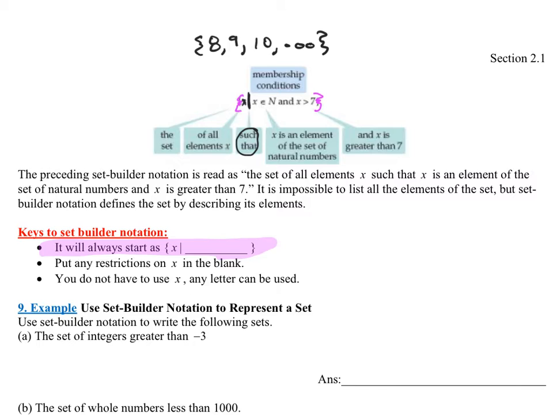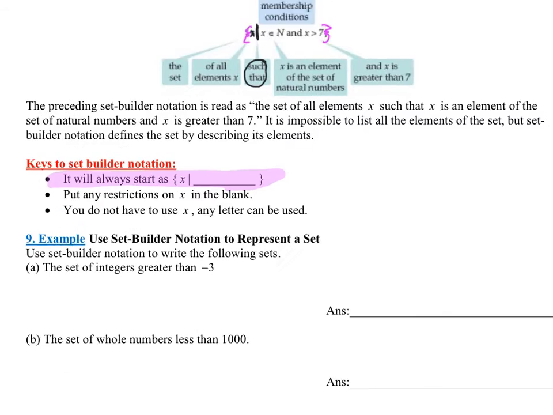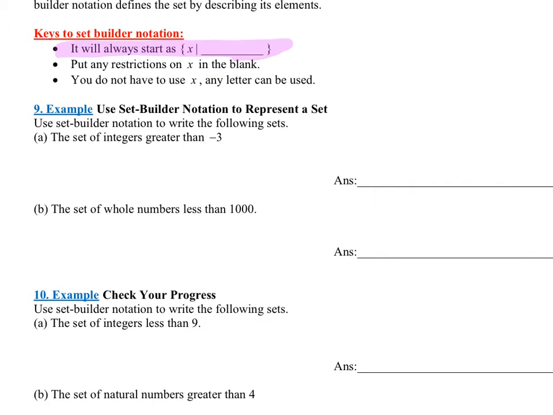That is set builder notation. Put any restrictions on X in the blank. You do not have to use X. You can use any letter. So let's look at example 9 here. Really, really, really important you're reading directions. Why is it important you read directions? Because this says set builder notation. If you used roster method, I cannot give you credit, even if your answer is right. If it says set builder, you have to put your answer in set builder. If it says roster, you have to put your answer in roster. So you have to reread your problems and make sure you're writing your answers in the proper formats.